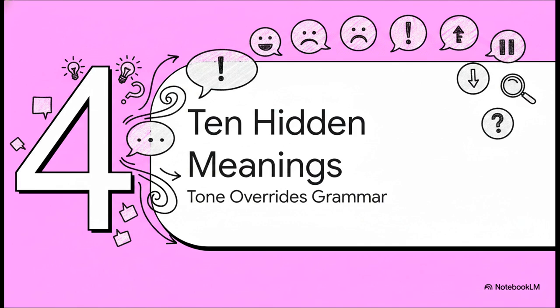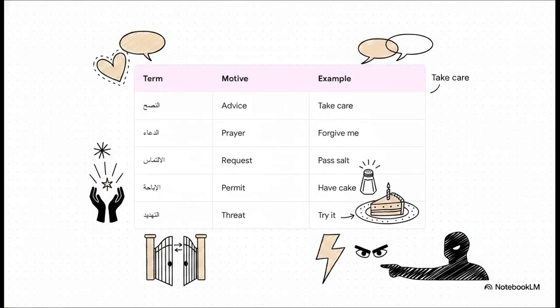Arabic rhetoric actually identified that a command structure can completely morph into entirely different meanings based solely on how it's used. Look at this. In every single English example here, we're technically using a command, but listen closely to the hidden motive. First up, advice. When a good friend says, take care of yourself, they aren't forcing you to do anything, they're guiding you.